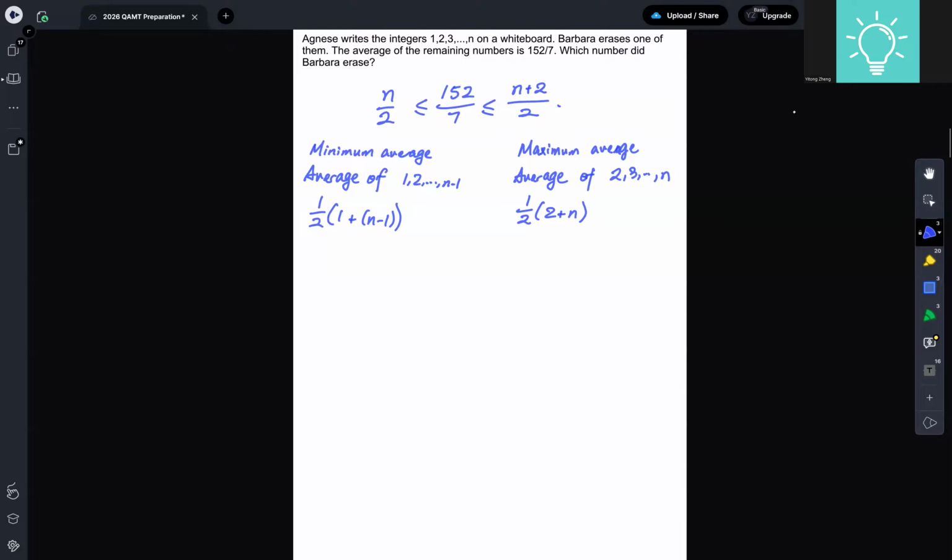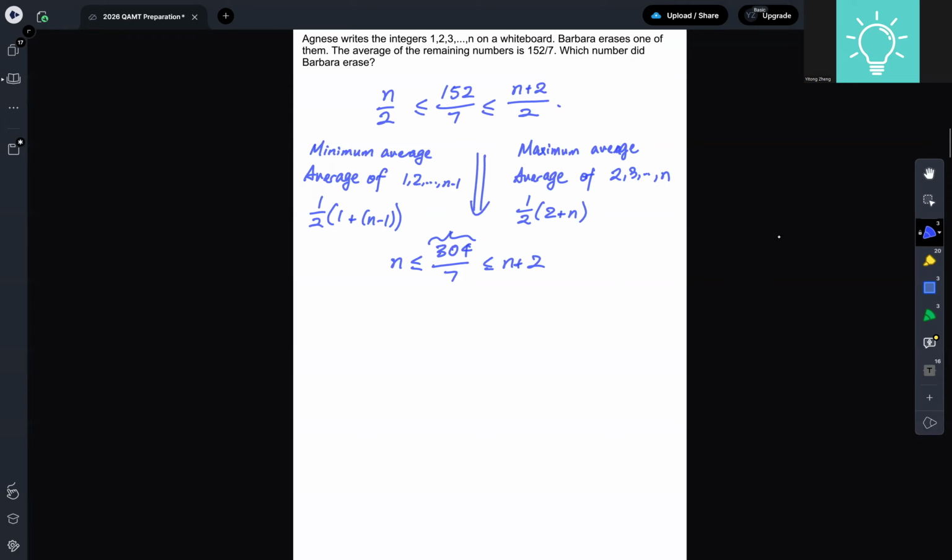Okay, what can we say? Now, this inequality we know is true. So if I multiply both sides by 2, I get that. Now, 304 divided by 7. What is this? 7 times 40 is 280. 7 times 43 is 304. Sorry, this is going to be 2n. This is n plus 2, this is n.